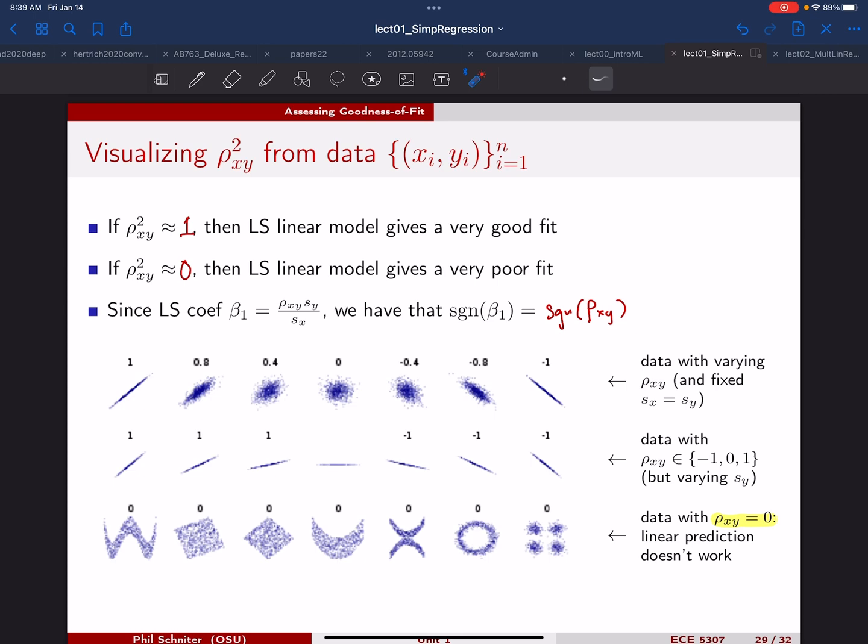And that motivates us as we go through the semester. We will do more and more sophisticated things. We'll move away from linear to nonlinear. And that's our objective, to deal with real-world data sets that are not easily modeled with linear models.